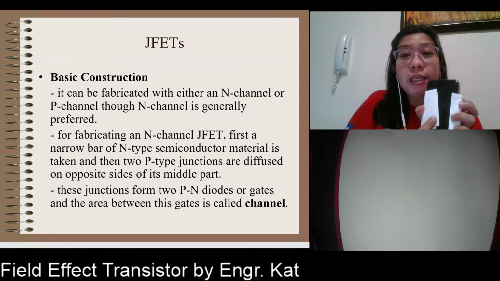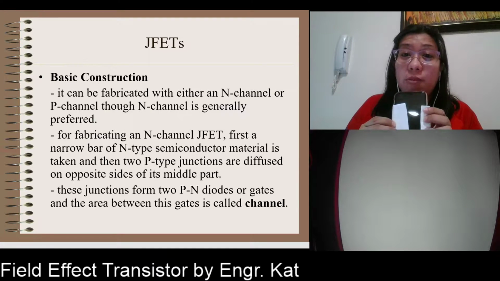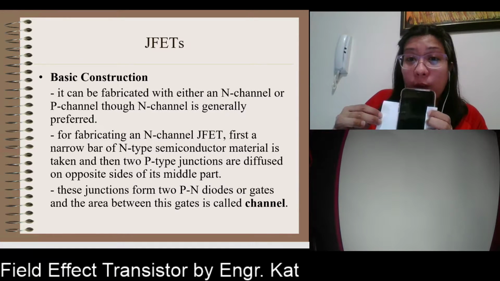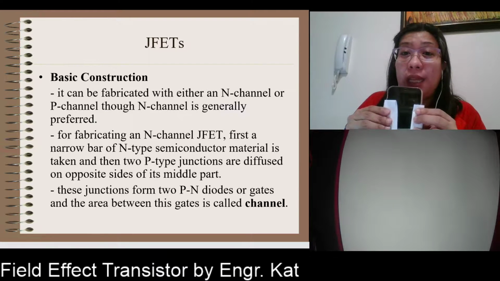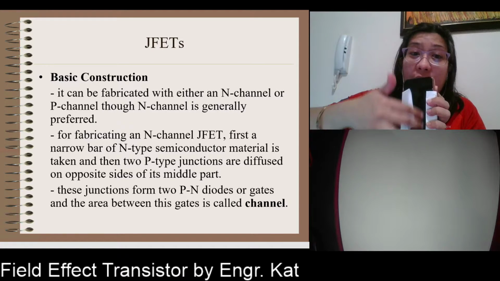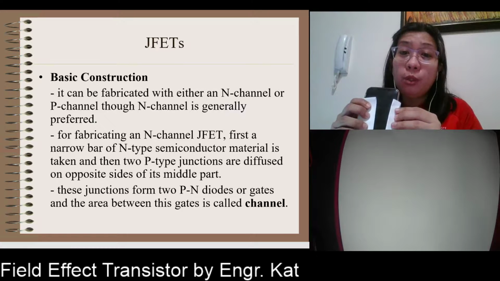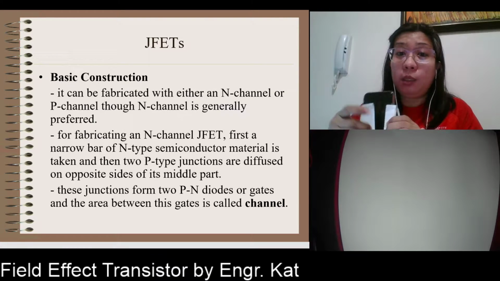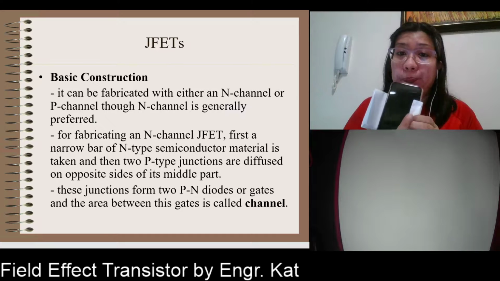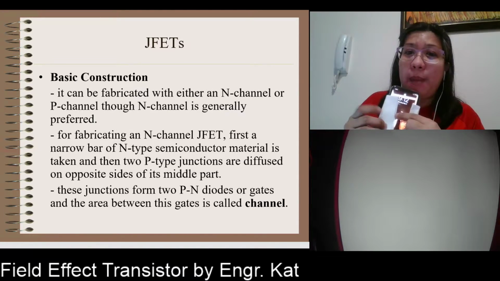Since these gates are just the same, it would be redundant to have two terminals for them, so I will just take one side and call that the gate. Now, this center area forms two PN junction diodes. What are those PN junctions? This is P-type, N-type, N-type, and P-type.